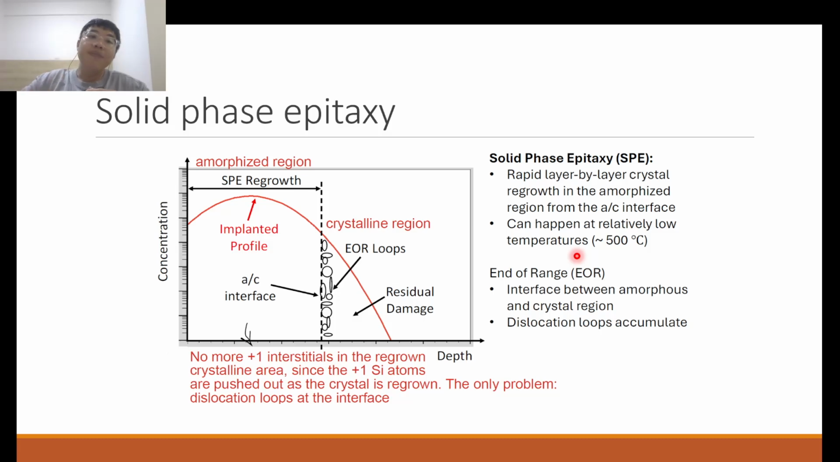And so actually, in the amorphized region, right, there are no more +1 interstitials because the whole lattice is broken down and regrown. So if there are any extra atoms caused from the addition of the dopant atoms, they are able to rearrange into the newly grown silicon lattice. So there are no +1 interstitials, no such problem, right? However, there's still another kind of problem, which is what we call the end of range dislocation loops that occur at the interface between the regrown, formerly amorphous epitaxial layer and the original crystal lattice below it. Okay.